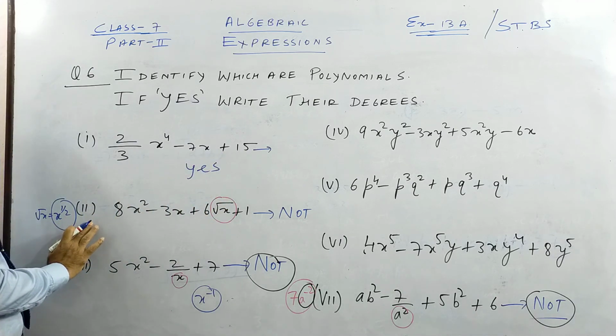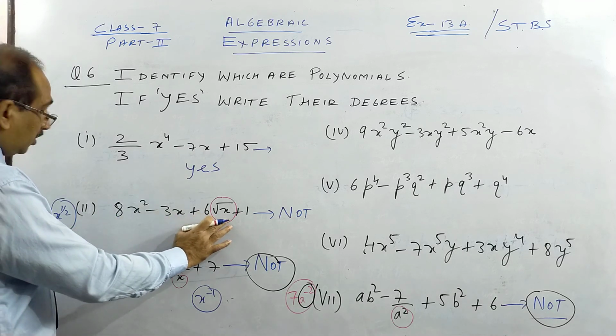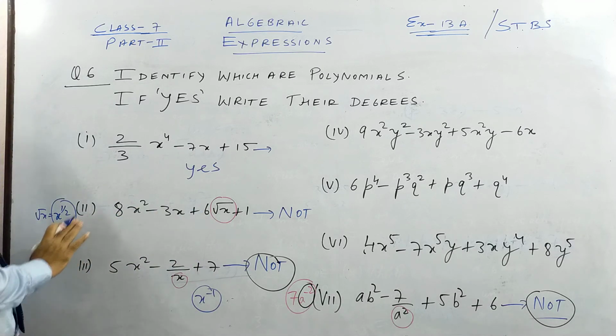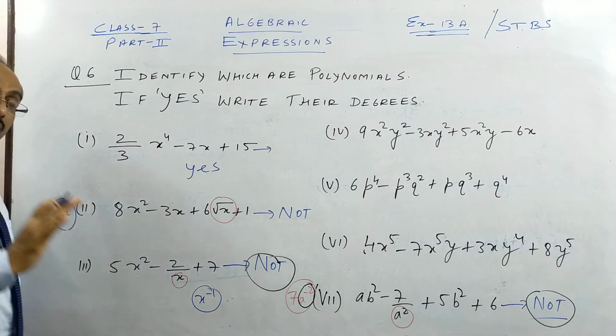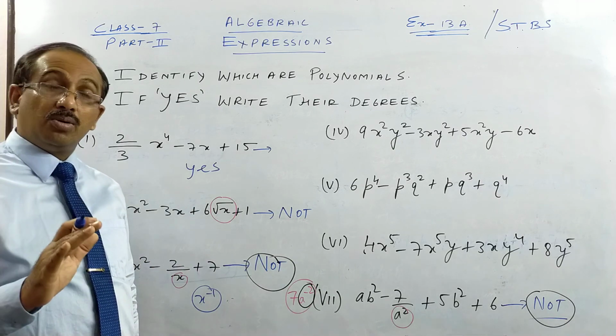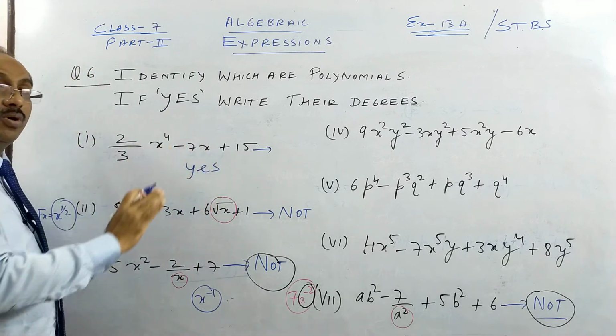So this is also not a polynomial, because the square root or cube root means fractional power. So it is an algebraic expression. They can be monomial, binomial, trinomial, but they are not a polynomial.